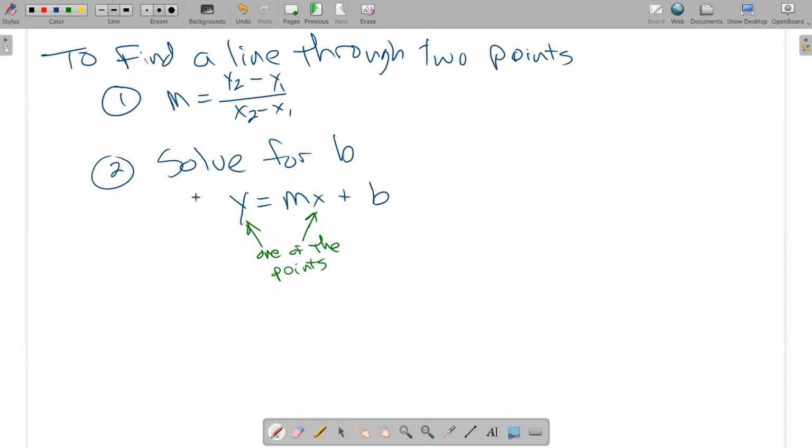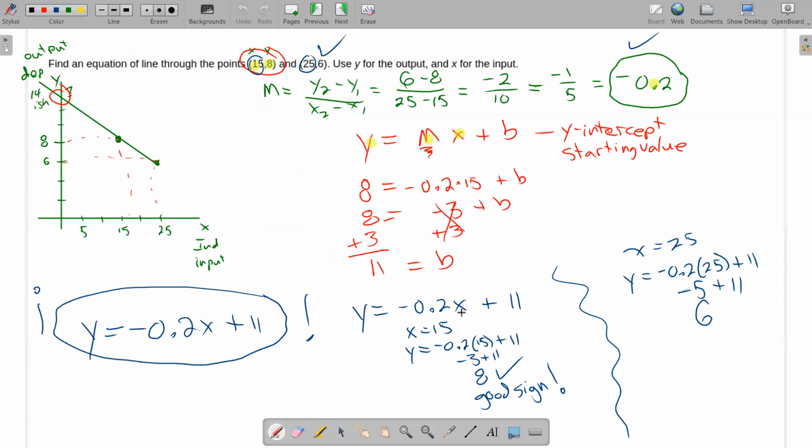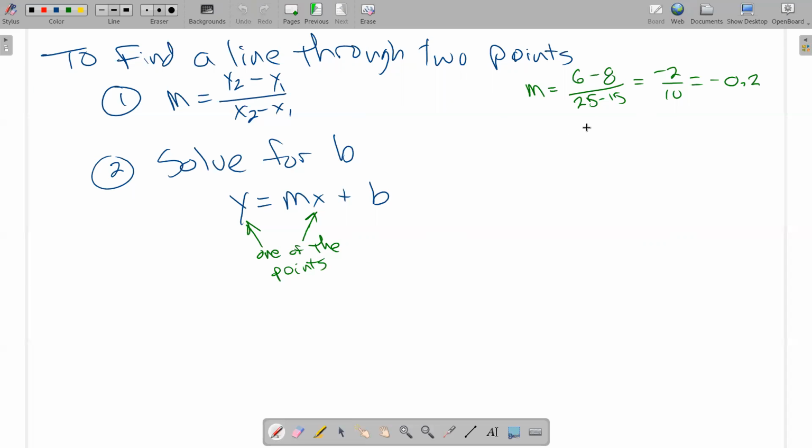I could have picked the other point back on that problem before. So just testing this out, I had found m for that other problem was, let's see, 6 minus 8 over 25 minus 15. That gave me negative 2 over 10, which we reduced down to negative 0.2. Now this time I'm going to pick the other point to plug in. Last time I plugged in the point 15, 8. So watch what happens if I instead plug in the point 25, 6.